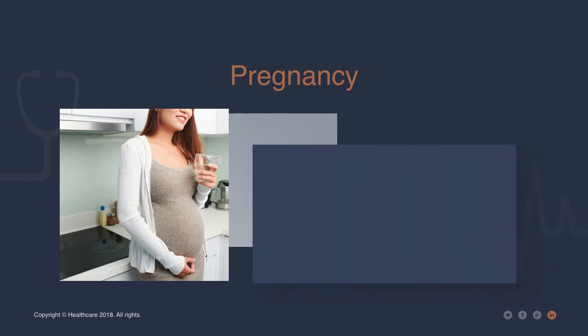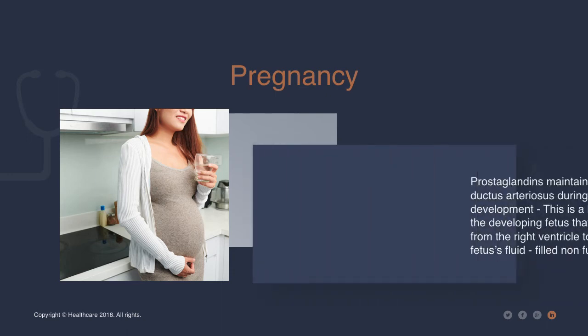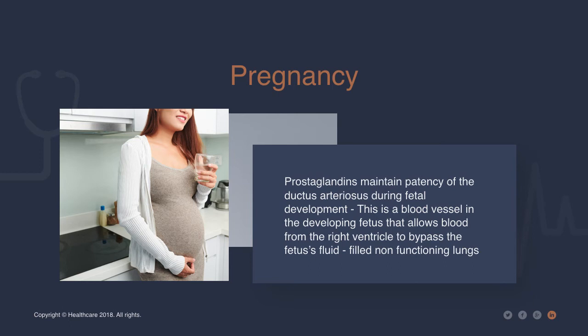Prostaglandins also maintain the patency of the ductus arteriosus during fetal development. This is a blood vessel in the developing fetus that allows blood from the right ventricle to bypass the fetus's fluid-filled, non-functioning lungs. Therefore, blood can pass from the right ventricle straight to the fetus's organs to provide oxygen.